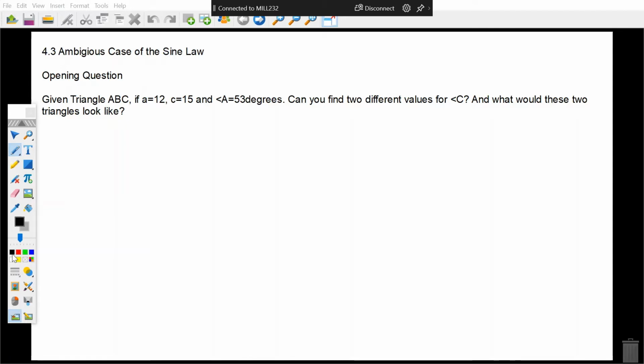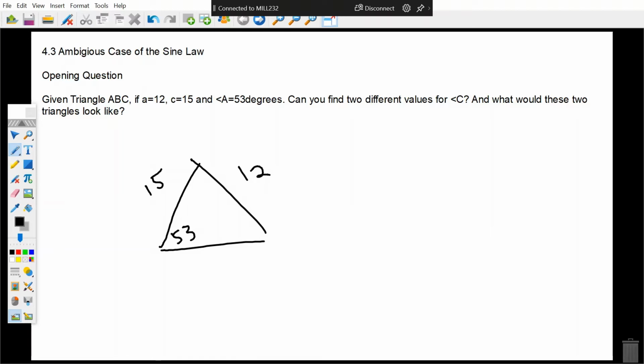Let's begin. For the opening question, what I want us to think about is, given triangle ABC, and let's just draw this quickly, if angle A is 53 degrees, side a is 12 and side c is 15, can you find two different values for angle C? And what would those two triangles look like?